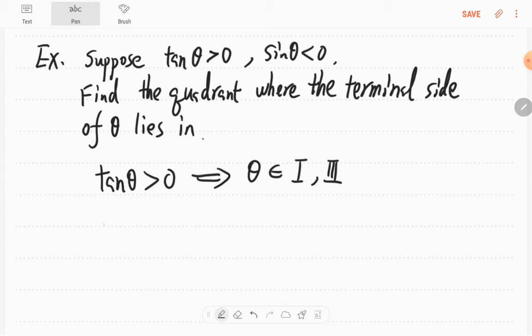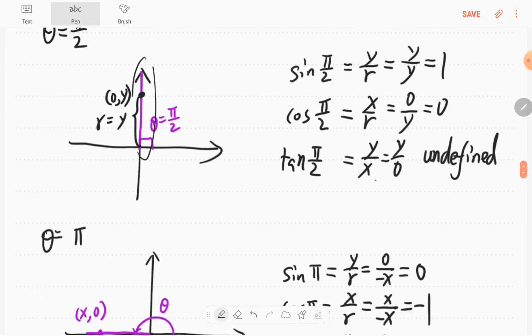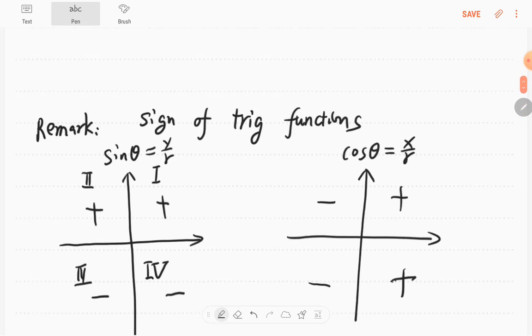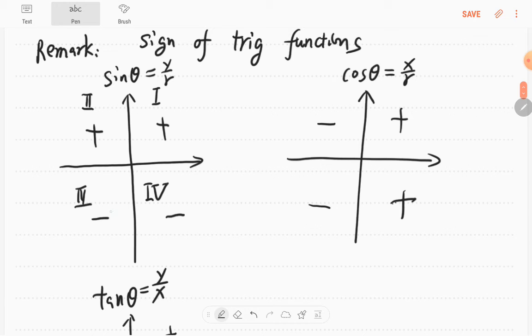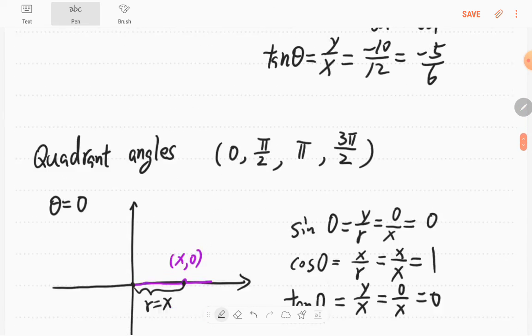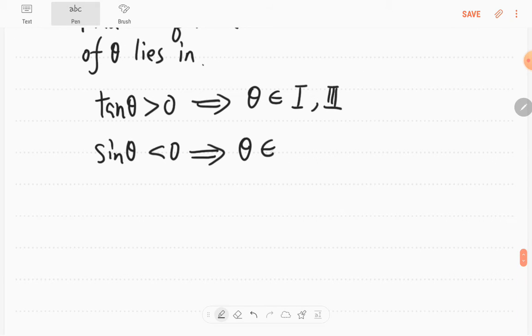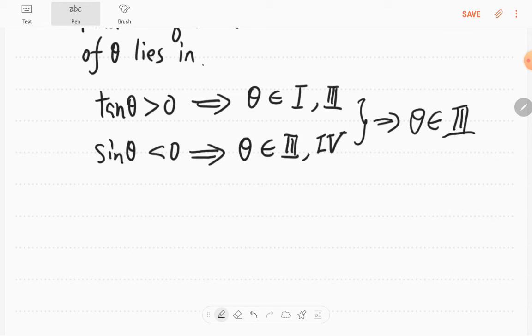Okay, and we also know sine theta is less than 0. Sine theta less than 0 means theta is in which quadrant? The terminal side. Sine is negative. So in the third and the fourth quadrant, right? So it's in the third and fourth quadrant. So put together, because these two conditions should be satisfied at the same time, it implies that the only choice of theta must be in the third quadrant. So the terminal side of the theta must be in the third quadrant.